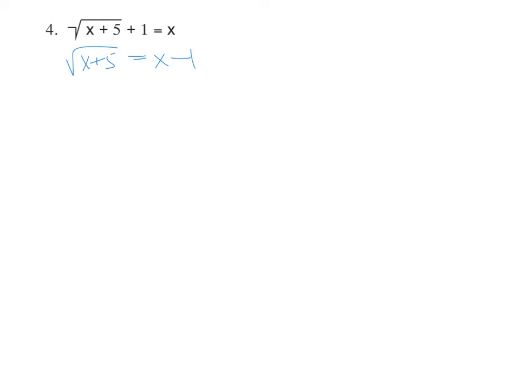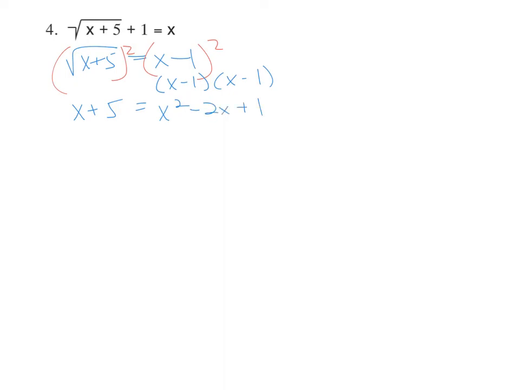And when I square both sides, I have to square the entire side. So what happens here is I get x plus 5, but my right-hand side is x minus 1 quantity squared. This needs to be FOILed. It is not x squared minus 1. Do not make that mistake. This is going to be x squared minus 2x plus 1.